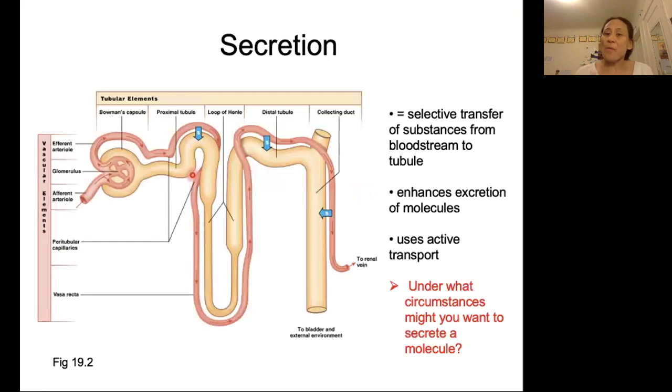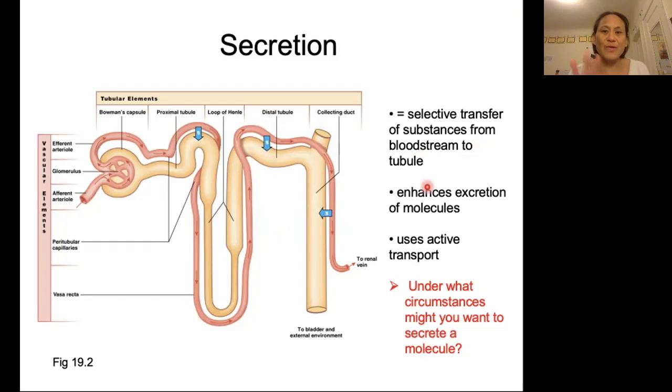Okay, so I'm just going to start by reminding you that secretion is the selective transfer of substances from the bloodstream to the tubule. Looking at this figure here, these blue arrows indicate where secretion happens in the tubule. So we have some secretion happening here in the proximal tubule, some in the distal tubule, some in the collecting duct. Okay. And basically, the whole point of secretion is to enhance excretion of a molecule.